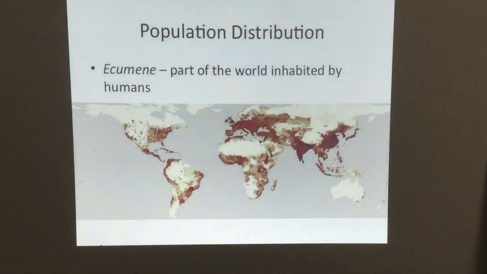start with population distribution. So population distribution is pretty much saying where people live. This is where humans are distributed on the earth. And the word ecumene is used to describe where humans live. This is the inhabited part of the world by humans.